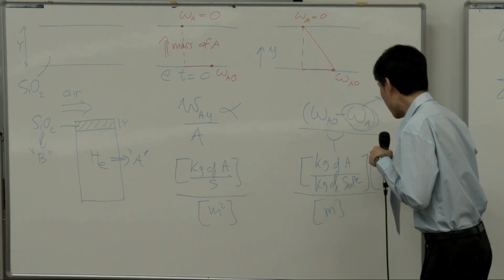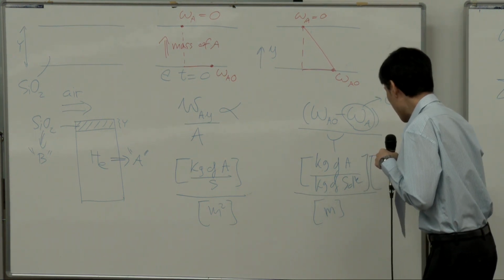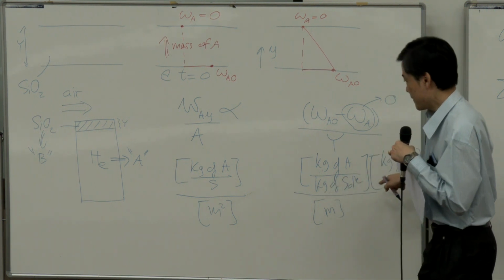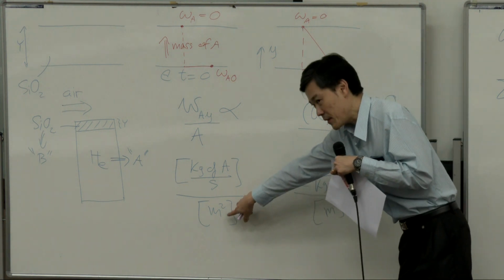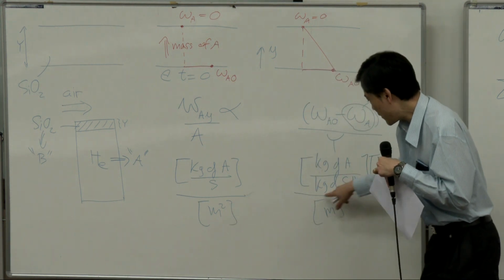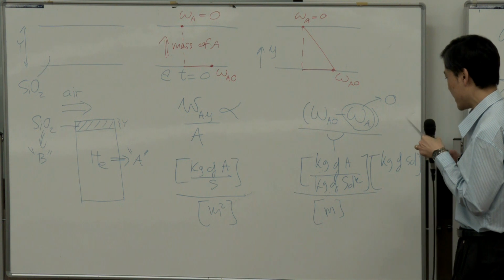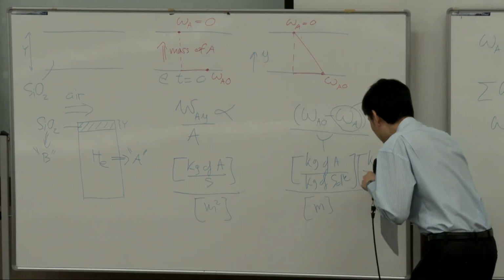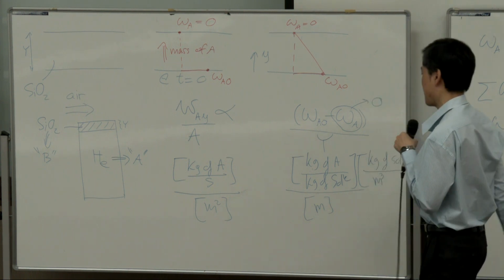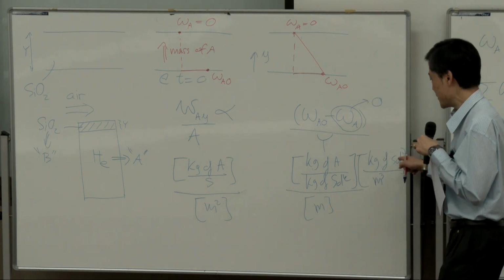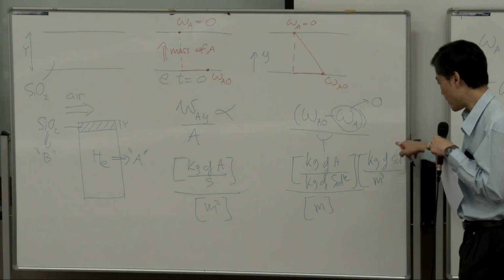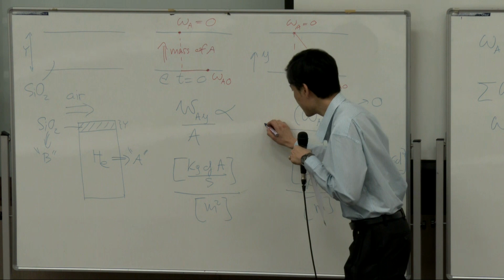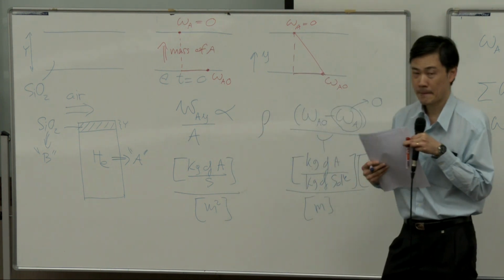So if I multiply by kilogram of the solution, okay, on this side I have meter square. This one I have only 1 meter. In order to make it match, I'm going to divide this one by cubic meter. Okay, so this one is kilogram per kilogram of the system per cubic meter, that is density.